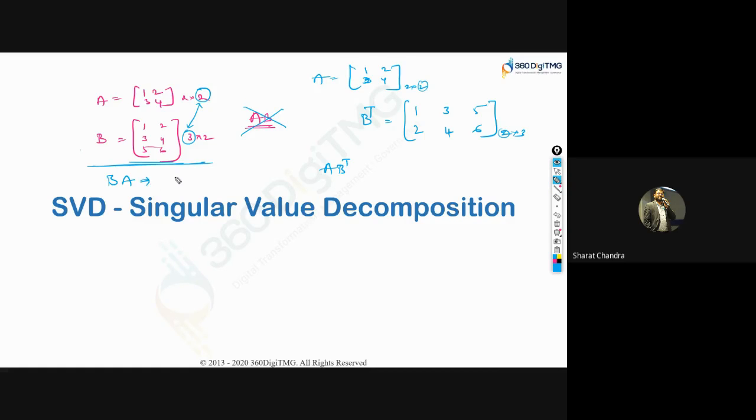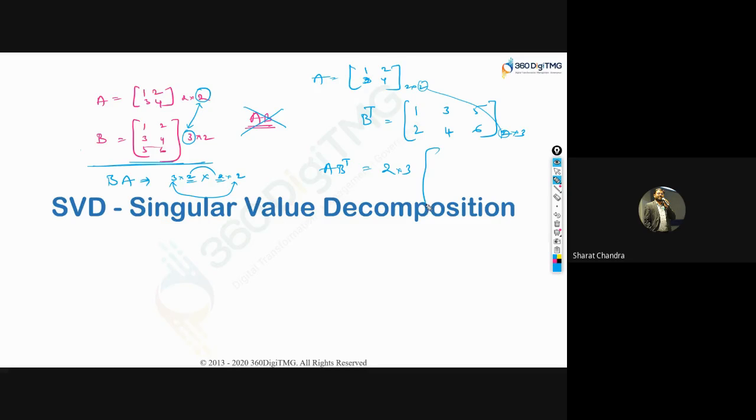So B is 3 by 2 dimensions and A is 2 by 2 dimensions. So this and this are similar. We will be able to do the multiplication. And the end result will be 3 by 2. Here also, if you say these two are similar, so the end result will be 2 by 3.